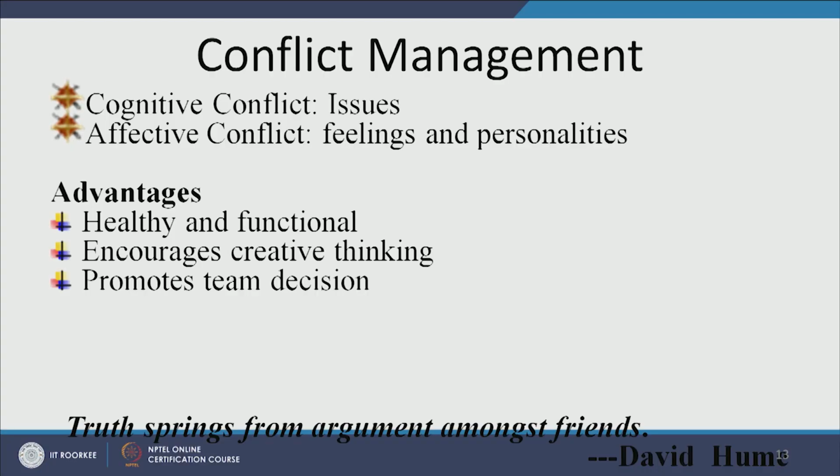Then, if you are in a team, there is bound to be conflict, but you need to resolve the conflict. But remember, when you are resolving the conflict, you need not be affective. I mean, emotions should not come in between. The issues can create conflict, but these issues have to be resolved. There needs to be conflict, because as David Hume says, truth springs from argument amongst friends.